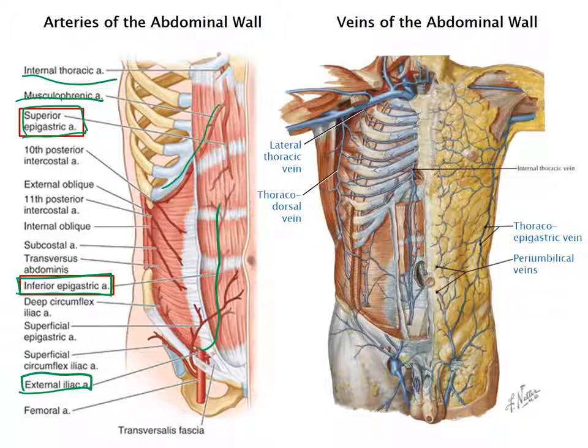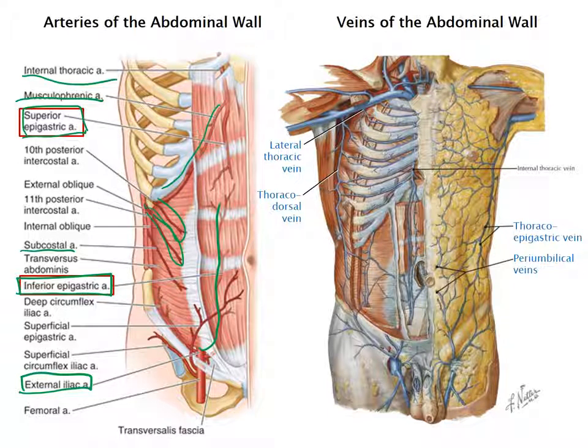Notice how the posterior intercostal arteries are wrapping around from the back toward the front, as shown here. And there's also a subcostal artery as well. Recall that the posterior intercostal arteries arise directly from the descending thoracic aorta. In addition, there will also be lumbar arteries that will help to supply the posterior abdominal wall. Unfortunately, those arteries are not visible in this image. We'll see those arteries in a later presentation.